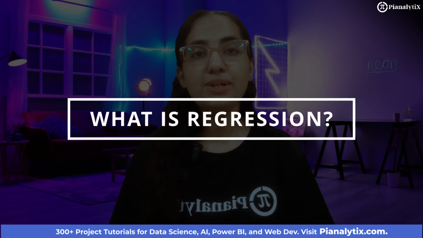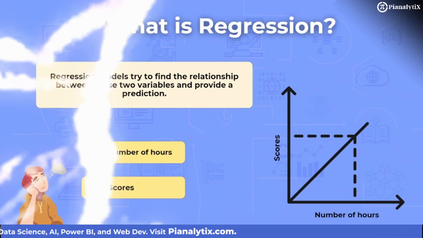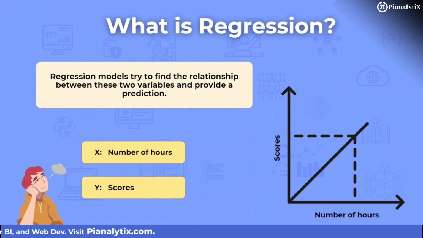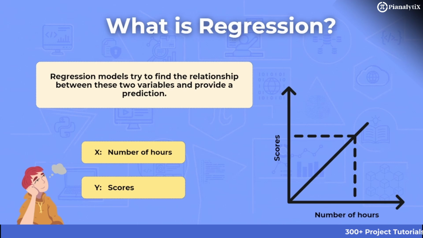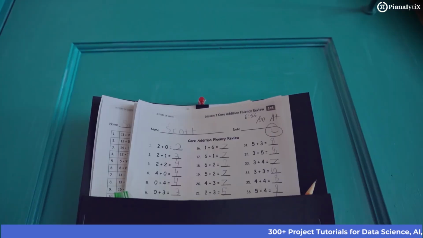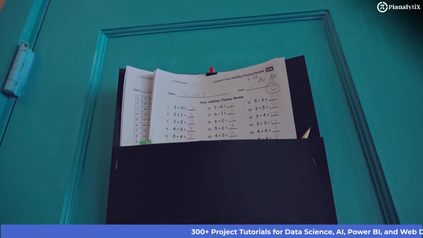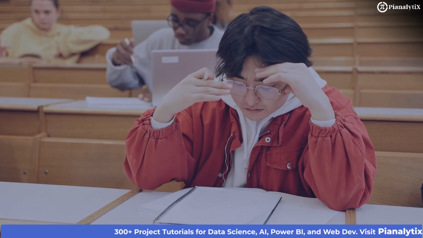First things first, what is regression? In simple terms, regression helps us understand relationships between two variables and make predictions. For instance, imagine you have data on the number of hours you study and the scores you get on a test. Linear regression helps us find a line that best fits these data so we can predict what your score might be based on how long you study.